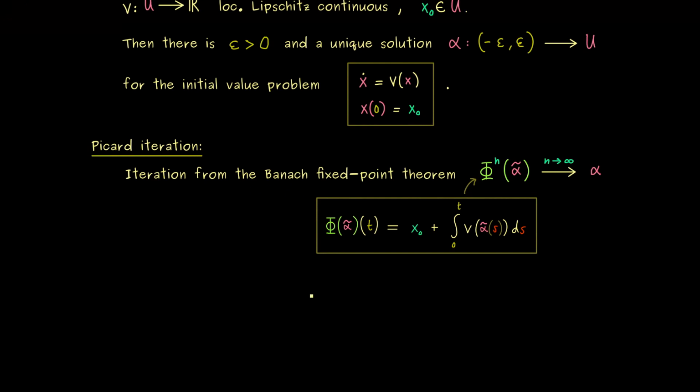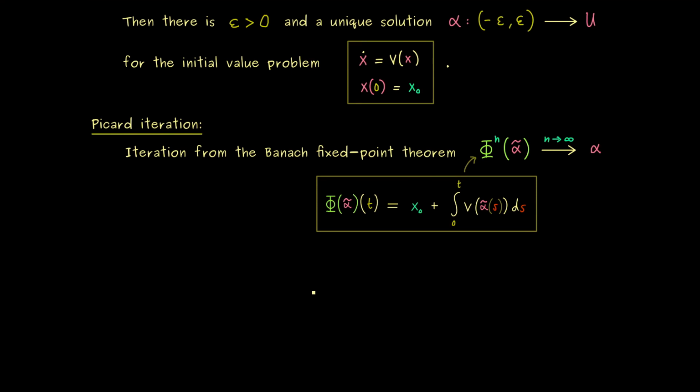Therefore, I would say it's very helpful to look at an example. And let's look at an ordinary differential equation where we already know the solution. So I want to take the initial value problem x dot is equal to x. In other words, the vector field V is simply the identity map. And maybe, to keep it simple, the initial value should be 1.